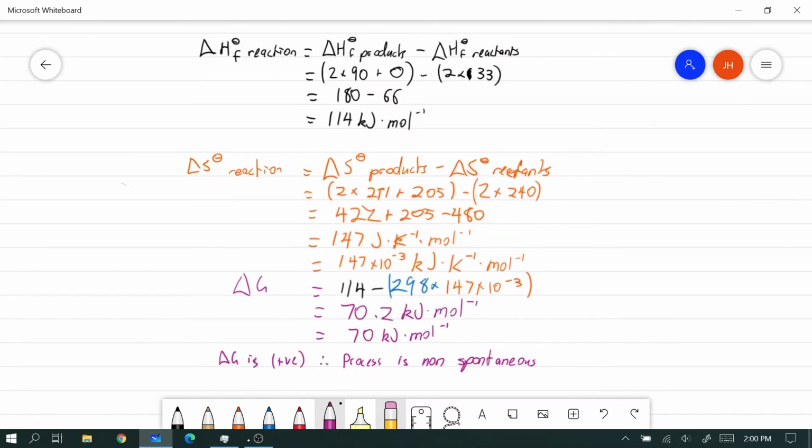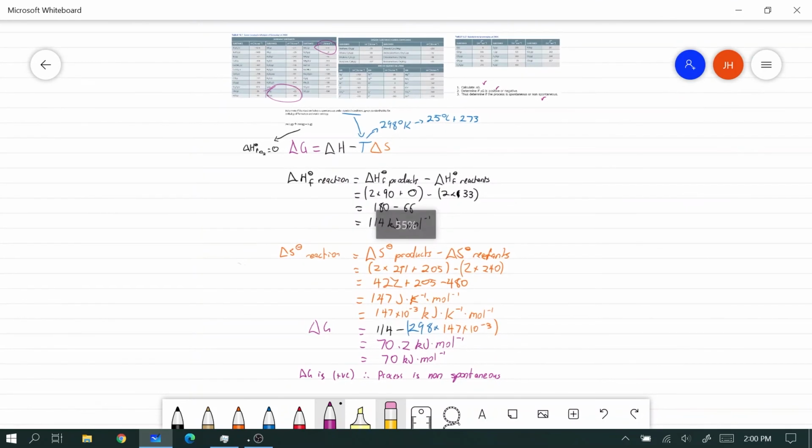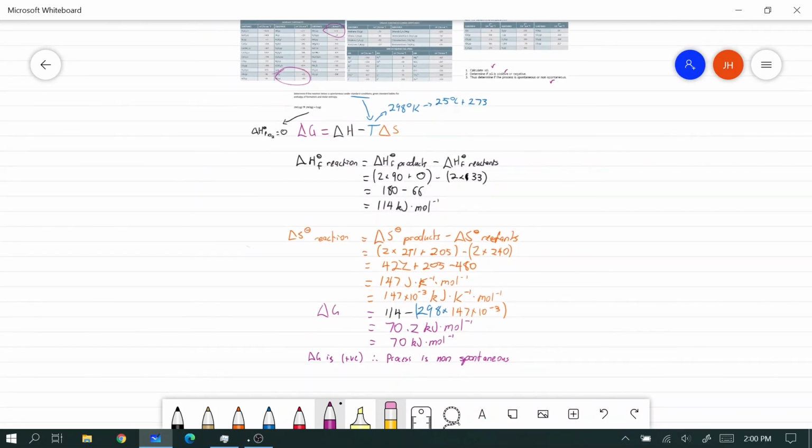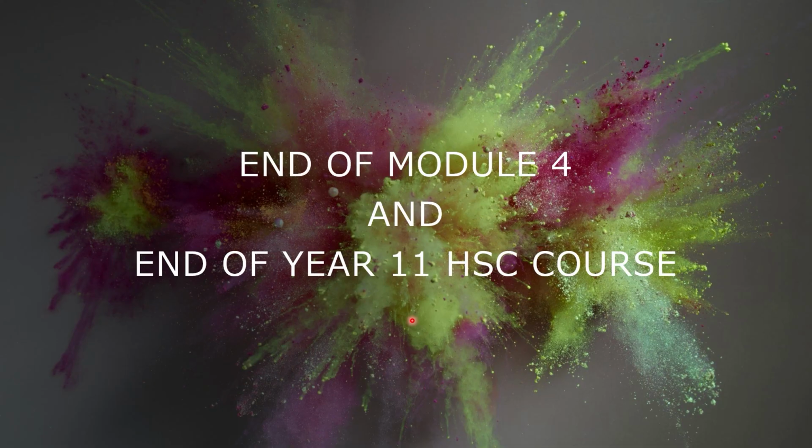And there we have it, a process using literature data for standard values of enthalpy and entropy to determine whether or not chemical processes are spontaneous or non-spontaneous. Thank you very much, everyone.